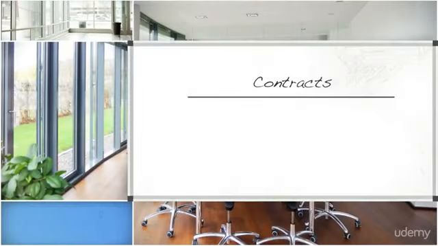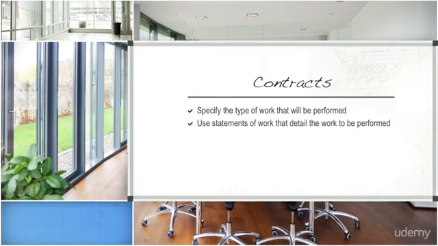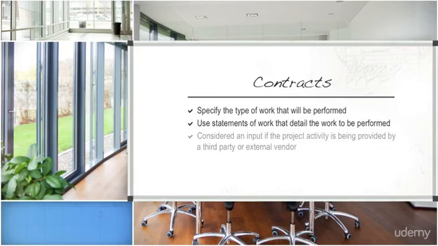Contracts are agreements between two or more parties that specify the type of work that will be performed and use statements of work that detail the work to be performed. Contracts, or more broadly agreements, are the term we should use because internal agreements may not have formal legal contractual format, and even many agreements involving parties outside the project organization may not be classified as contracts. Nevertheless, they are considered an input if the project activity is being provided by a third party or external vendor.